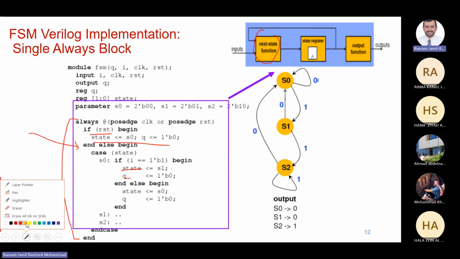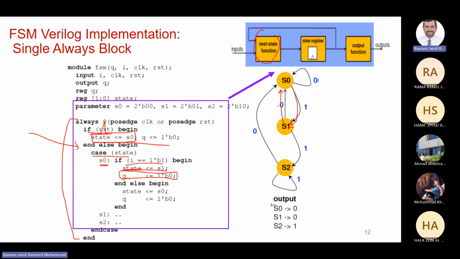Basically, at the end, we are implementing this state machine. Again, if reset is zero, then the state goes to the initial state. Otherwise, I'm going to go through a case statement. We check if I'm in state S0. If the input is one, then the state will go directly to S1, and the output is assigned to zero, much like we see here. Otherwise, if the input is zero, I'm going to go to S0, and the output is zero. This is how I implement S0.